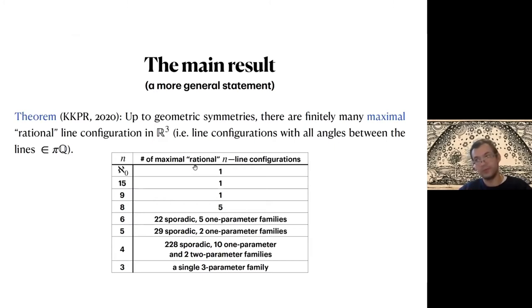And so when you have 3 lines, the picture is pretty geometrically intuitive and simple. And when you have 4, 5, or 6 lines, the picture is pretty nasty in a way, because you have to deal with many sporadics, many one-parameter families and two-parameter families. And when the cardinality is 5 and 6, the number of configurations reduces. And very soon, when you reach 15 lines, which is not a big configuration, you have only one maximal configuration. So every line configuration with rational angles, if you require a big enough number of lines, like 9, 15, is contained in just one single configuration.